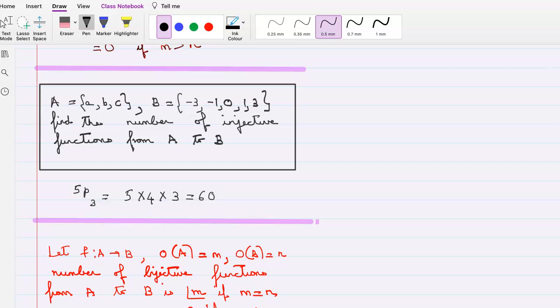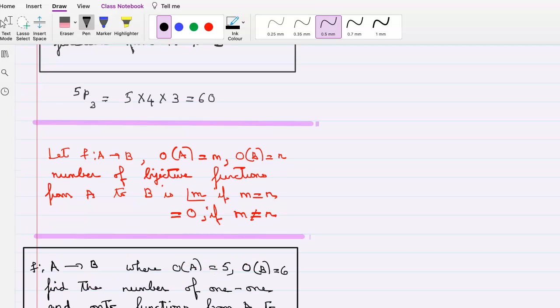Now again continuing with functions, if f is a function from A to B, order of A is m, order of B is n, the number of bijective functions from A to B is m factorial if m equal to n, equal to 0 if m not equal to n. So we can have a bijection. When can we have a bijection? If order of A equal to order of B.